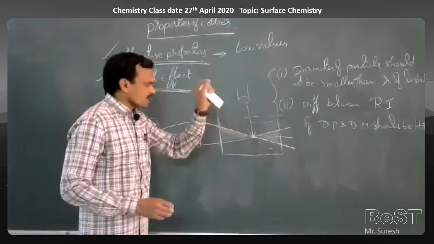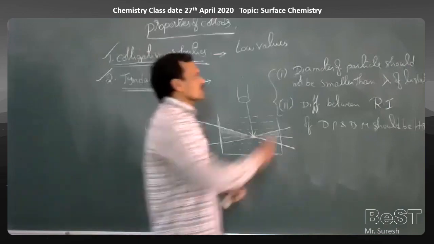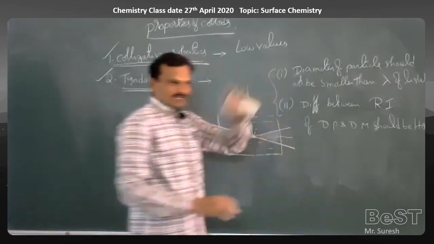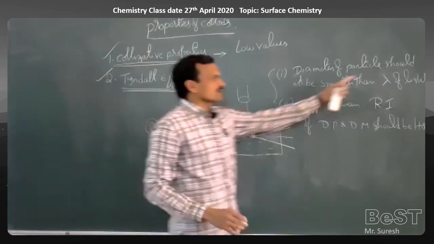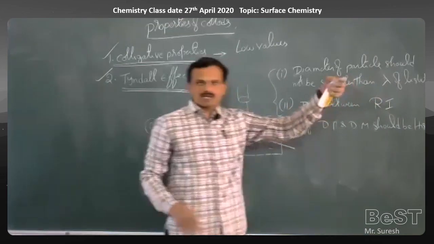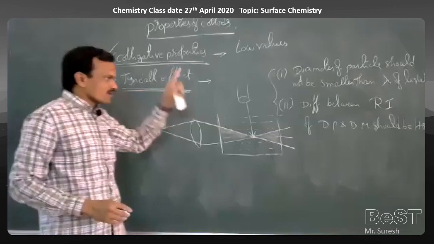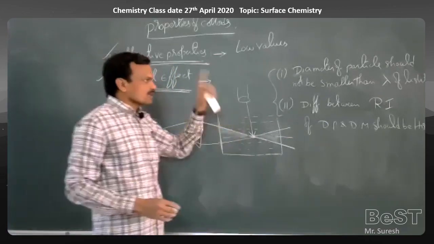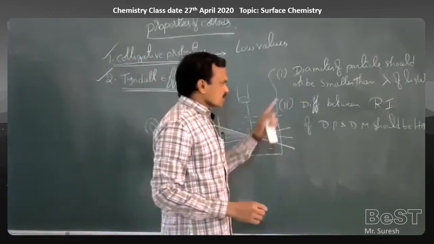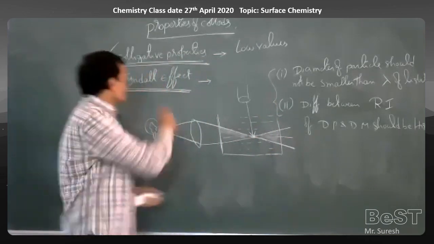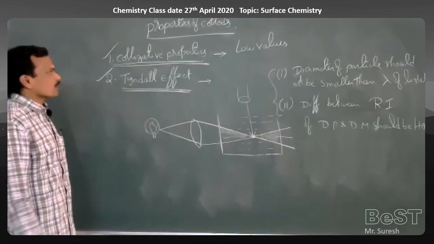See, in a true solution, the diameter of the particle will be very small compared to the wavelength of the light we are passing. So scattering of light cannot take place. Tyndall effect is not observed. In case of colloidal solution as well as suspension, the diameter of the particle is more, so we can observe a Tyndall effect. So this is the second property of colloidal solution.